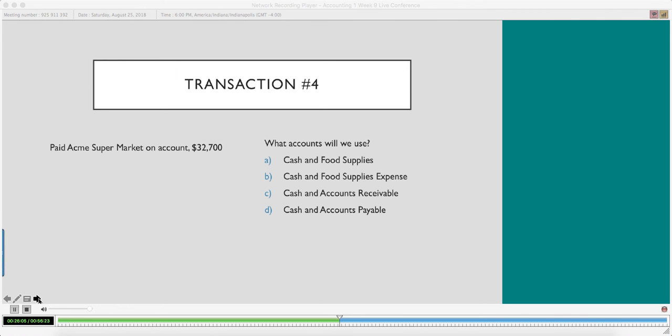Any questions on any of the transactions? Those are the only 4 transactions we're covering.